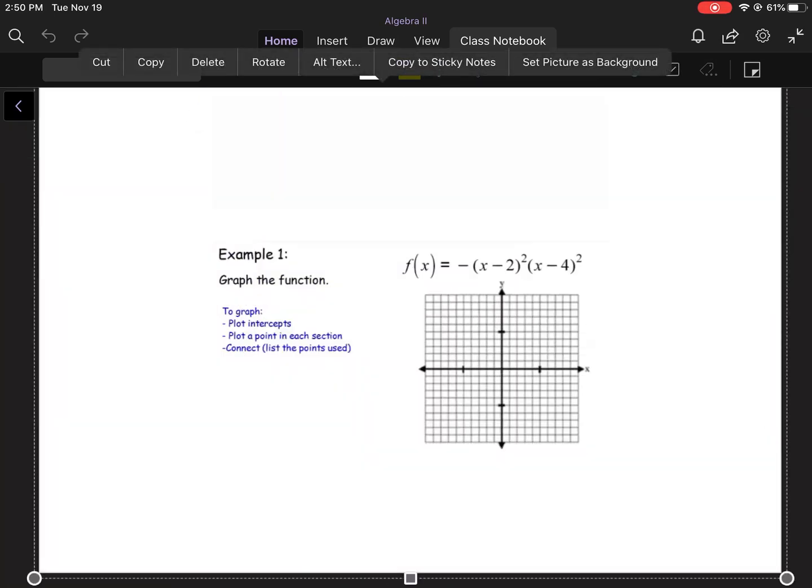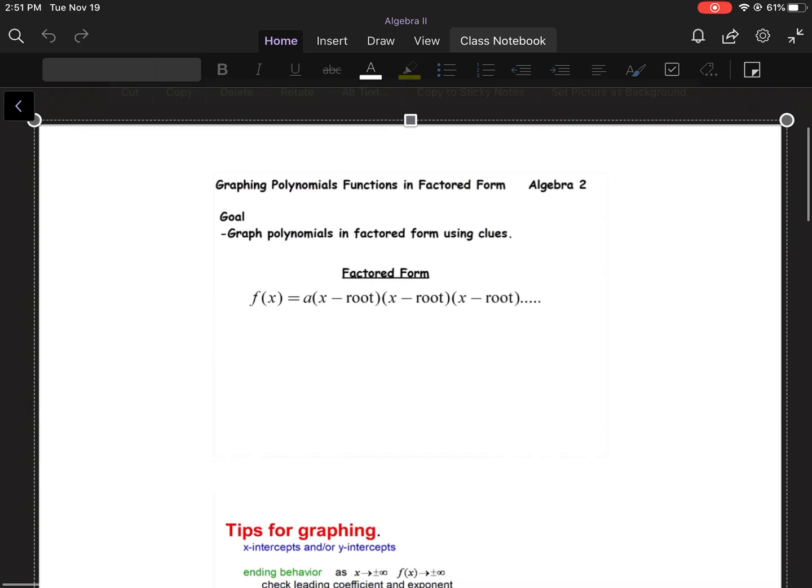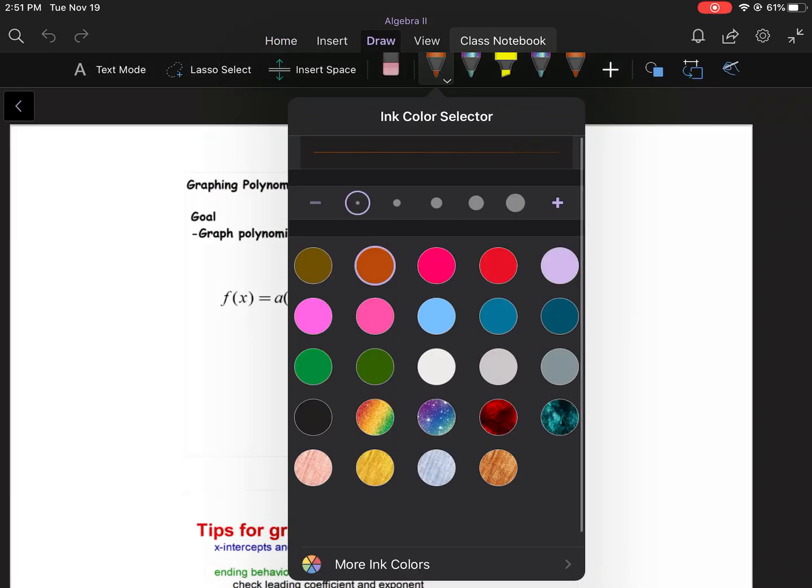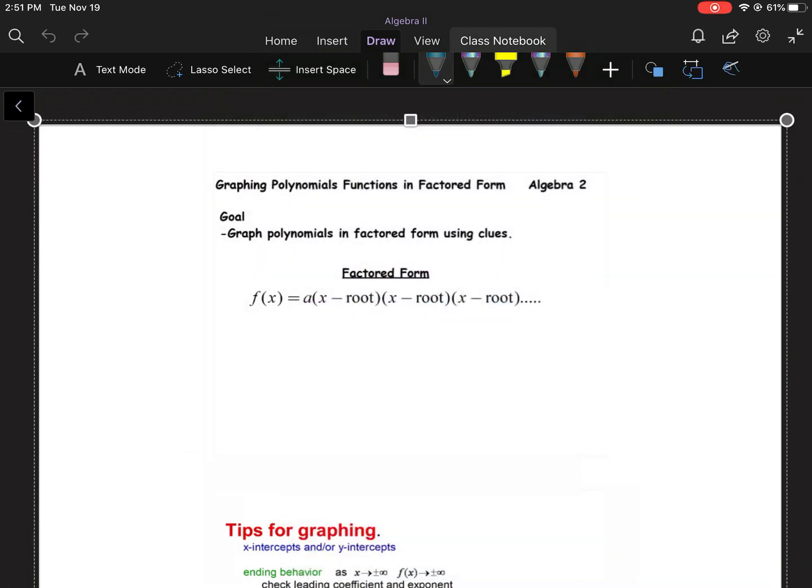We're going to graph here in factored form. The idea is that I am going to use some tips to take an equation along with the table and make the best possible representation of a graph without using any sort of technology. So I brought up factored form here real quick for a couple things.